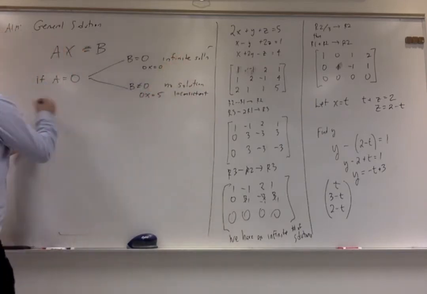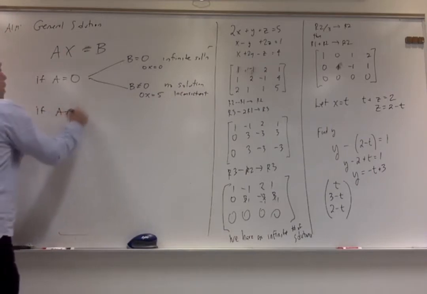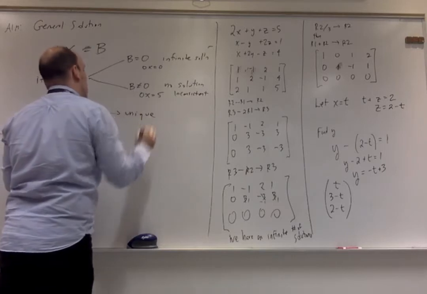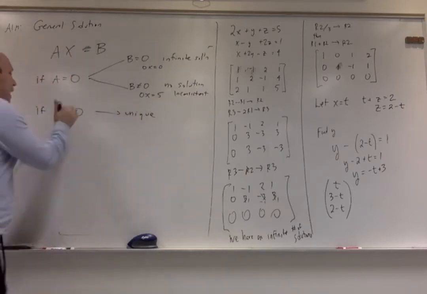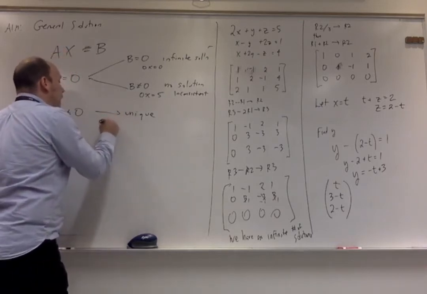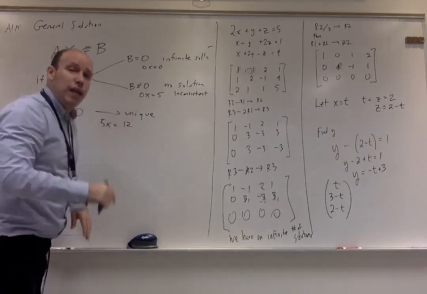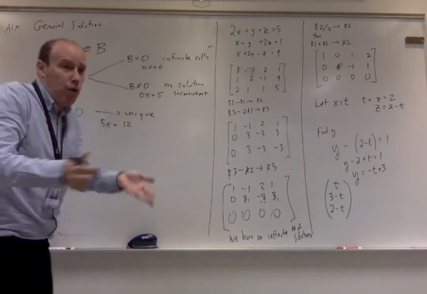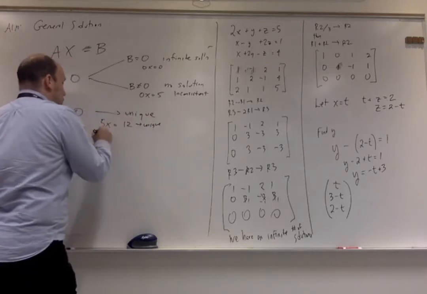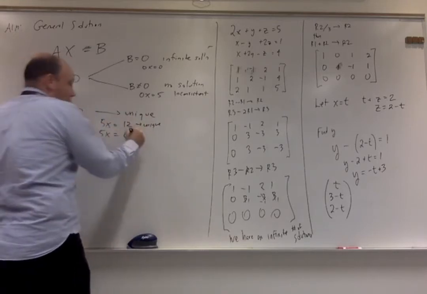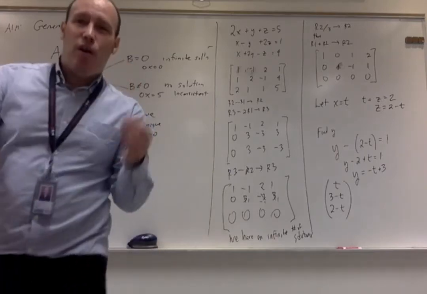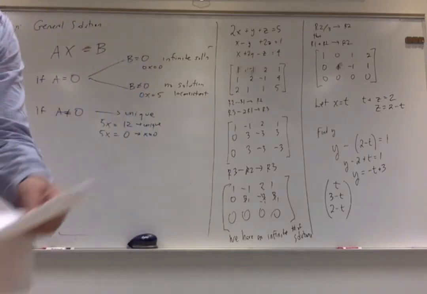Now, what's the third case? If a does not equal 0, our solution is unique. So, for example, you might say 5x equals 12. That's unique. So you say to Mr. Eller, what if b is 0? Well, this is unique, right? And then you might say, well, what happens if it's 0? Okay, that's fine. x equals 0. That's unique also. So the idea is you're going to be given something like this.